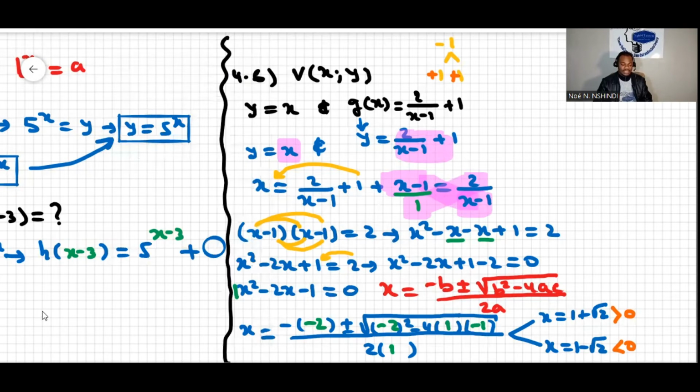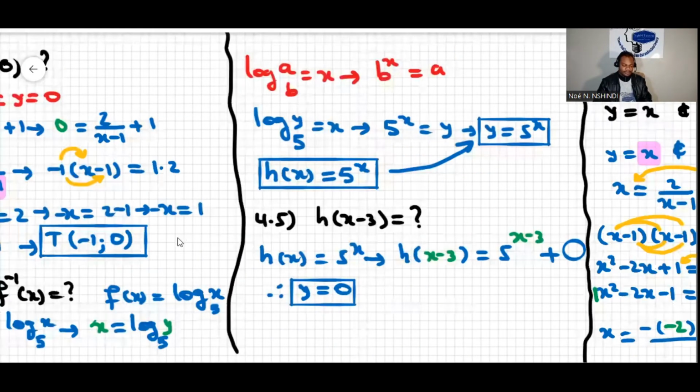Now let's see the coordinates of V. In which quadrant is V? Okay, let's see.